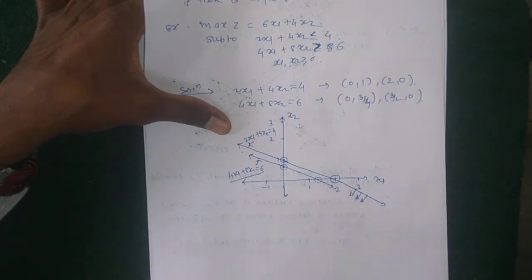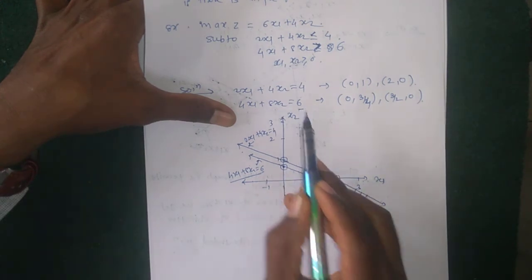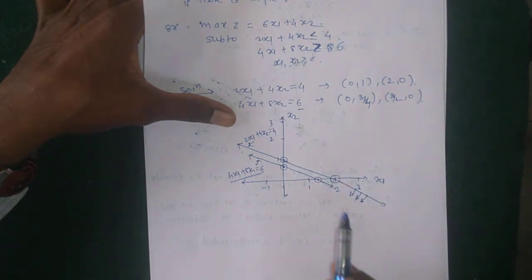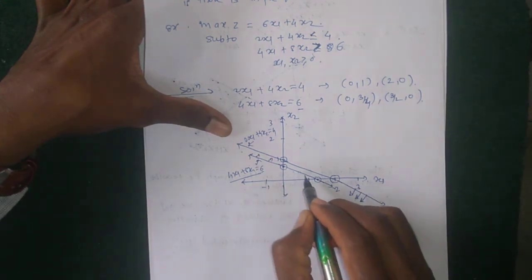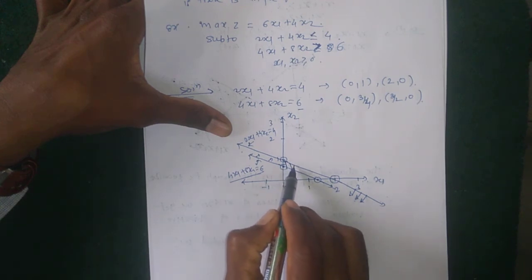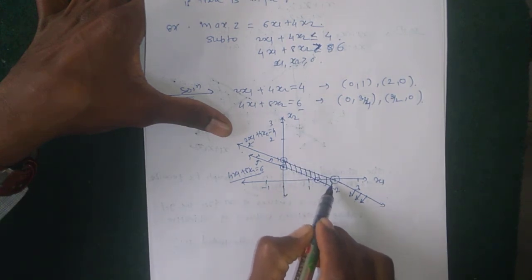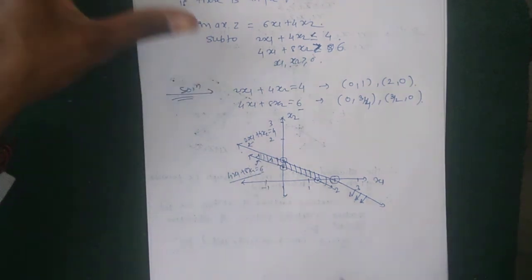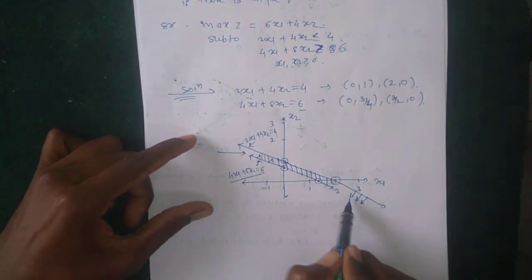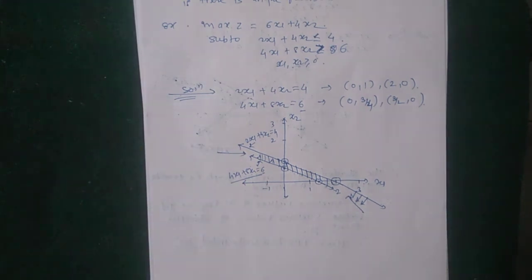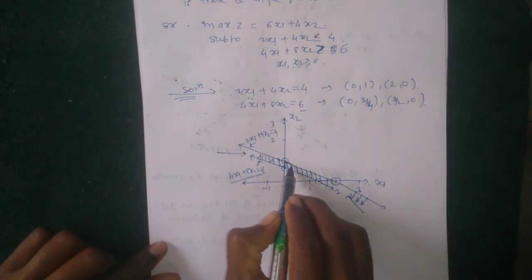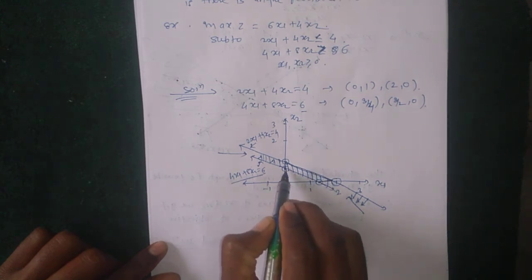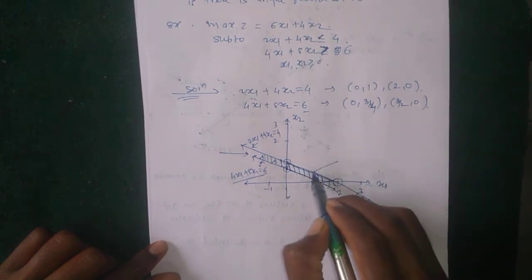Okay, the region of 4x1 plus 8x2 is equal to 6, and 4x1 plus x2 is equal to 6 has the upper side as its region. Upper side means there is a parallel region in both lines. Up to so on, this is a region of our line, this is a feasible region.